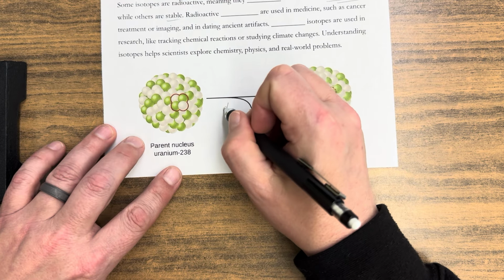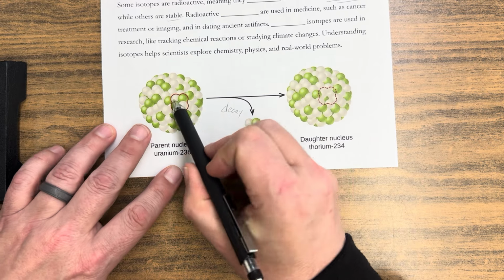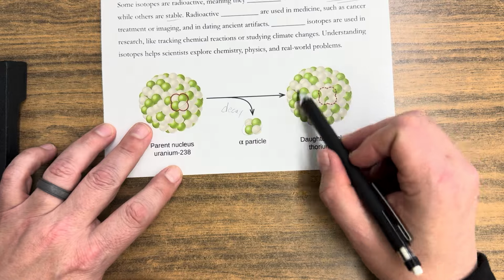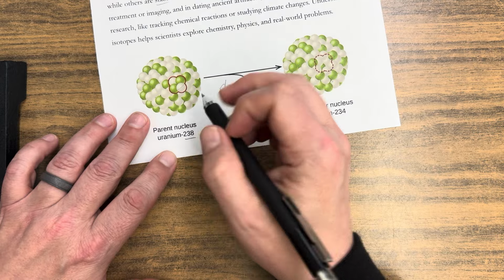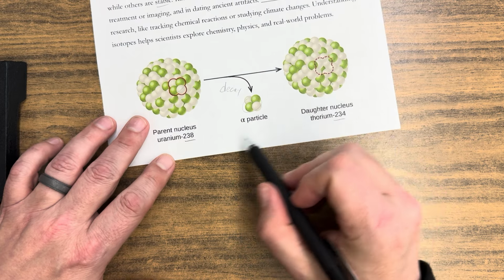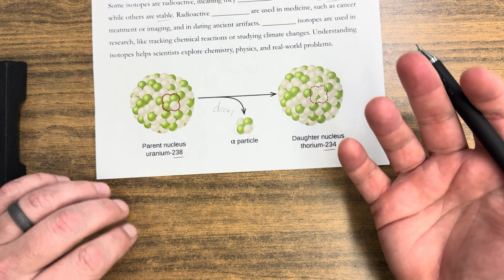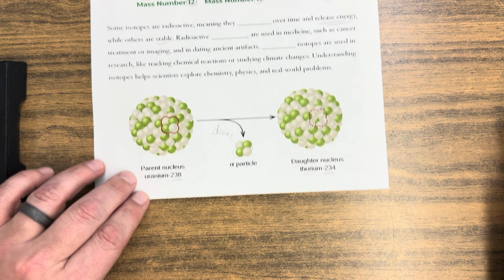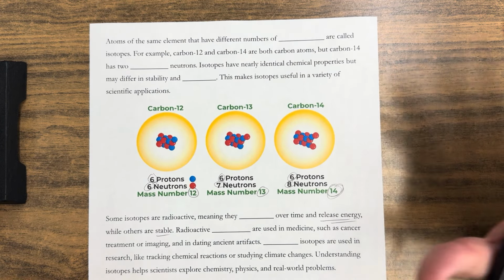So you're getting a decay. Part of it is breaking off so that it becomes more stable. And you can see that the mass also changed. In this particular case, we're not going into nuclear decay right now, but in this particular case, the element also changed.